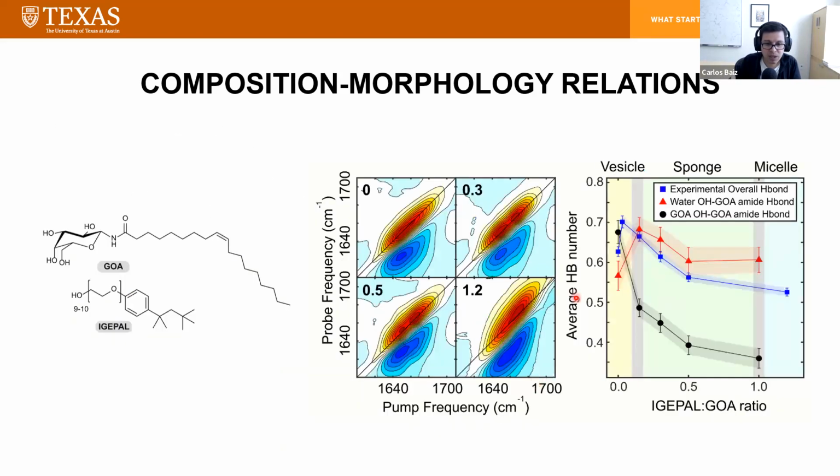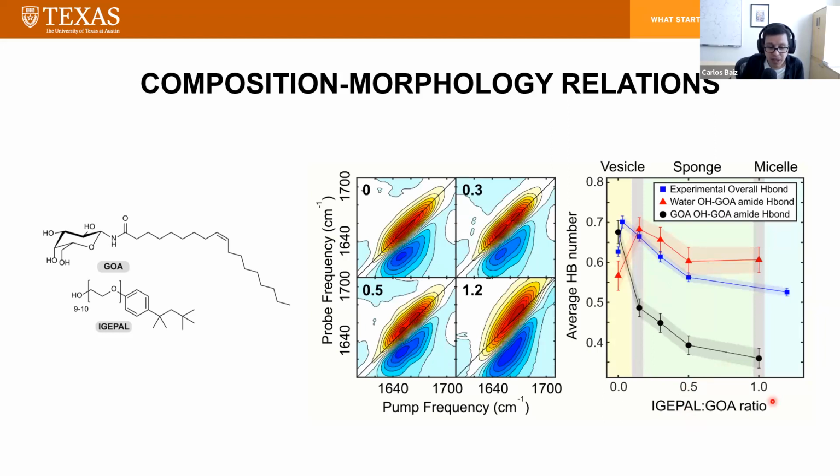So that's shown here in this diagram. This is the average number of hydrogen bonds as a function of the Eigepal to GOA ratio, as we go from the vesicle phase to the sponge phase to the micelle phase. The blue curve here shows the experimentally measured hydrogen bond populations. As you can see, in general, there's a decrease in the number of hydrogen bonds as you increase the amount of GOA. So to us, this was interesting and maybe a little bit surprising at the beginning.